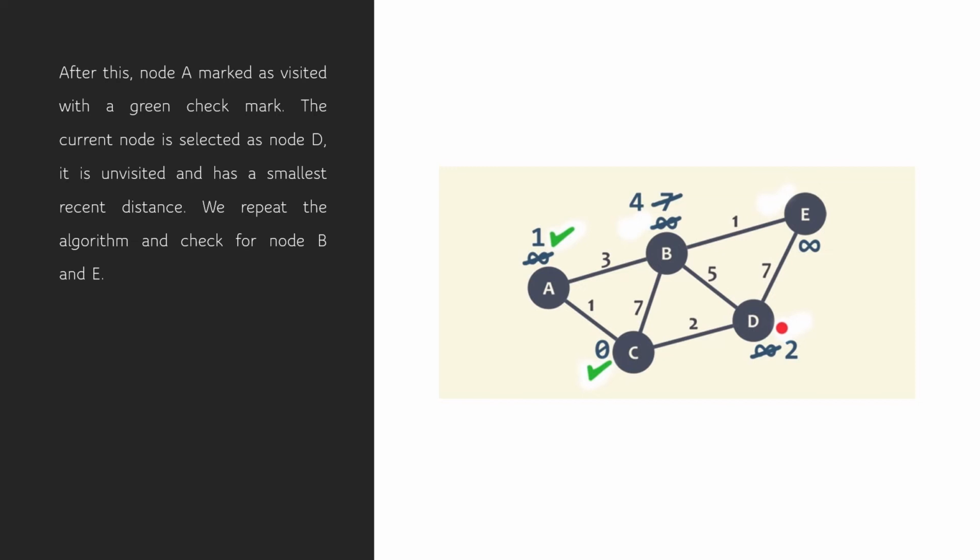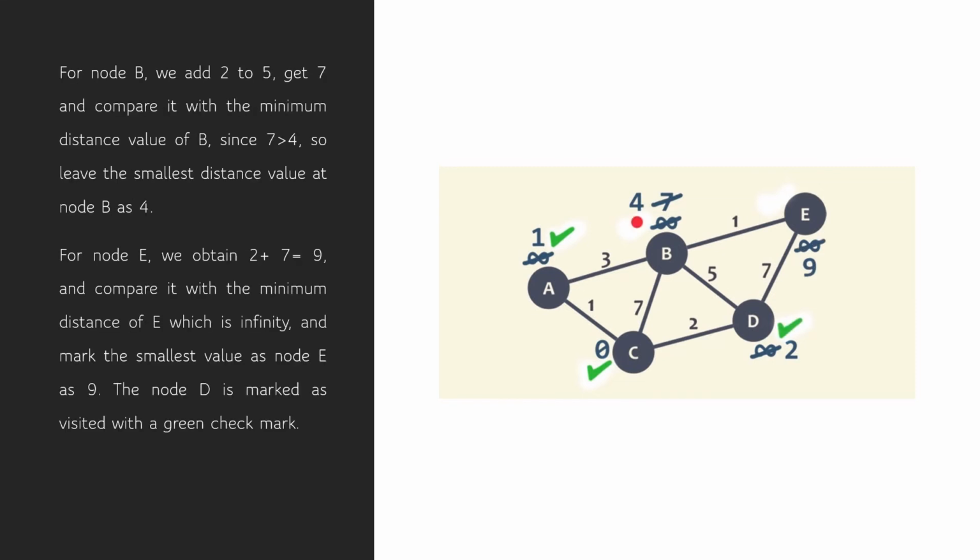The current node is selected as node D. It is unvisited and has the smallest recent distance. We repeat the algorithm and check for nodes B and E. For node B, we add 2 to 5, get 7, and compare it with the minimum distance value of B. Since 7 is greater than 4, we leave the smallest distance value at node B as 4.